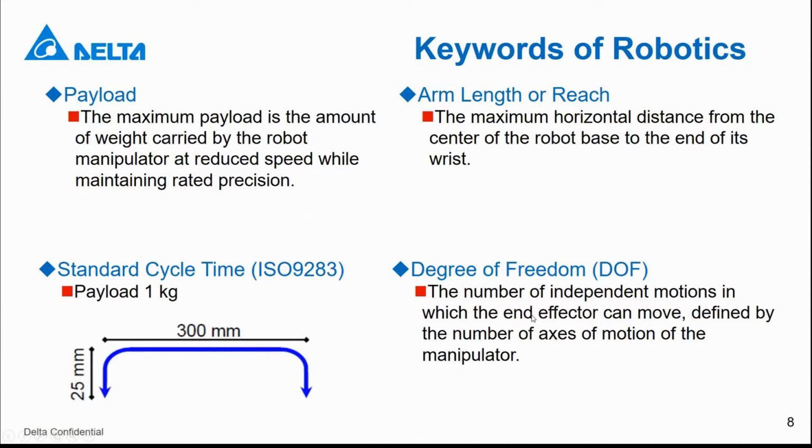And the last is degrees of freedom. When you choose a robot, you will want to know how flexible the robot is. I will introduce later that Delta provides two different robots with two different degrees of freedom: one is a SCARA, one is a vertical articulated. Of course, if the degree of freedom (DOF) is higher, the robot is more flexible, but usually slower. If the degree of freedom is smaller, like only 3 or 4, it is usually faster, but not that flexible.